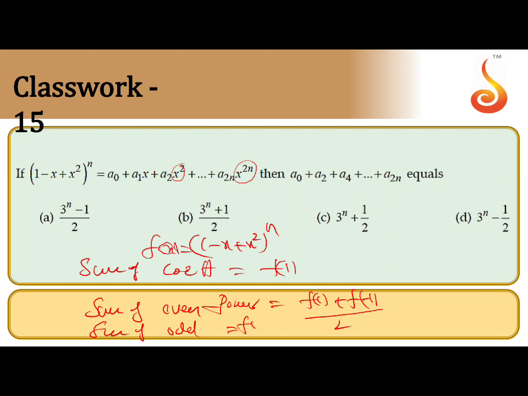Sum of odd powers is f of 1 minus f of minus 1 by 2. These formulas you have to memorize. So here, what you want? Sum of the even powers. So you want here the sum of even powers.